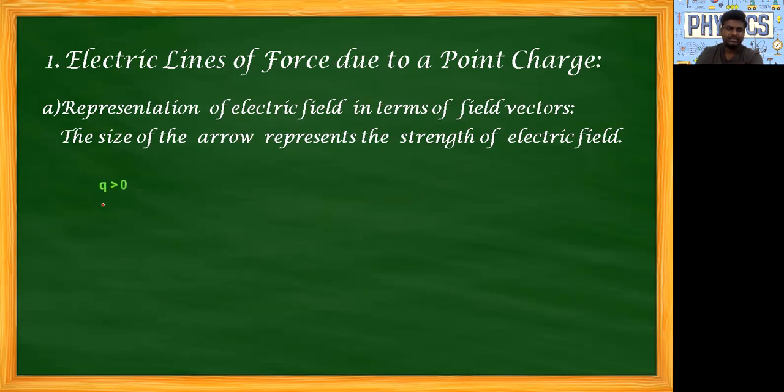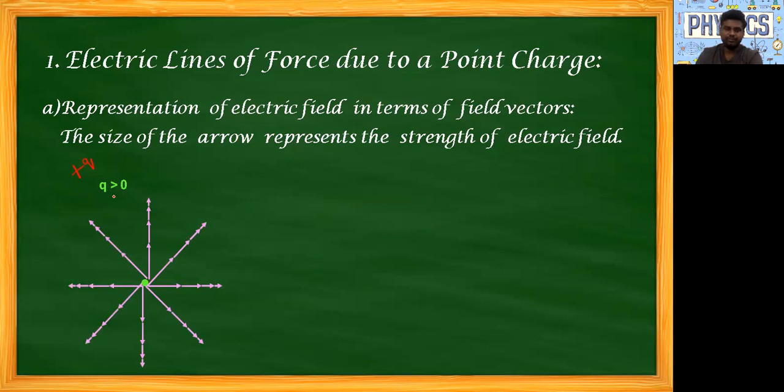Now let us consider Q is the charge and which is greater than 0, meaning that is a positive charge. So this is our lines of forces represented for positive charge. If you observe here, the arrow size keeps on decreasing. Here length of arrow is maximum, electric field is maximum. Length of arrow is minimum, electric field is minimum. So if you take Q greater than 0, it is radially outward. It is the direction of electric field.